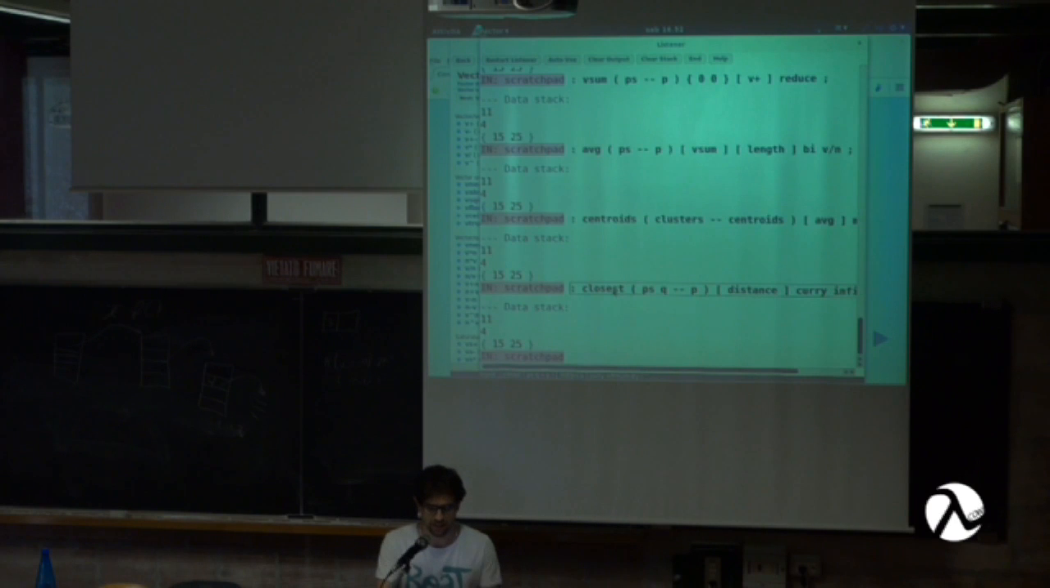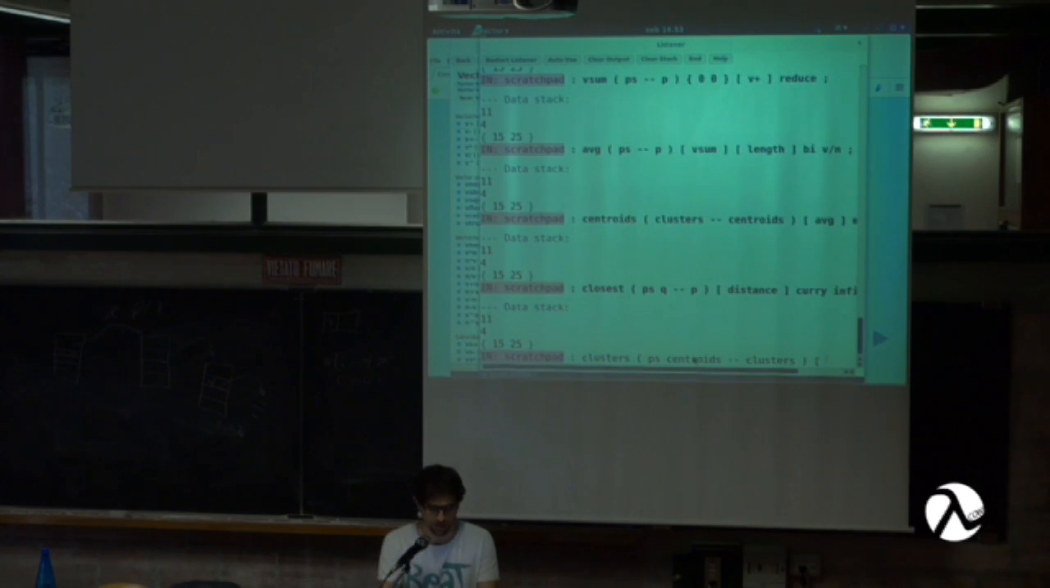And now I have to define how to get the actual clusters of points. So I have the points on the stack. I have some centroids on the stack, and I want to find the clusters. Well, I have to group the points by their closest centroid. So I have the closest function, which is a function of two arguments. And I have the centroids. And what do I do? It's the same thing. I curry it. So the closest function is a function of two arguments. And if I partially apply it to centroids, I will get the function which gives me the closest centroid.